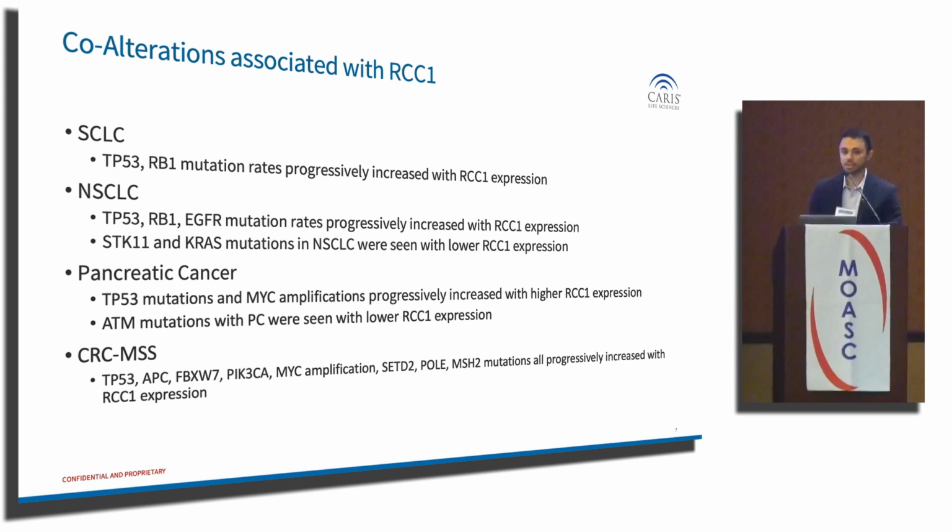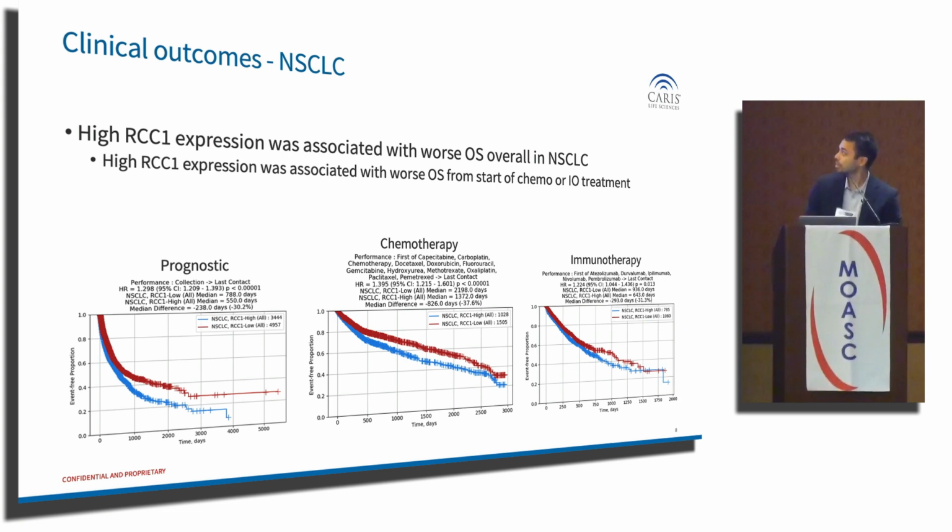In pancreatic cancer, TP53 mutations and MYC amplifications were seen with higher RCC1 expression, and then in colorectal MSS, there were several co-alterations exhibiting a positive association with increasing RCC1 expression, including TP53, APC, FBXW7, PIK3CA, MYC amplification, SETD2, POLE, and MSH2.